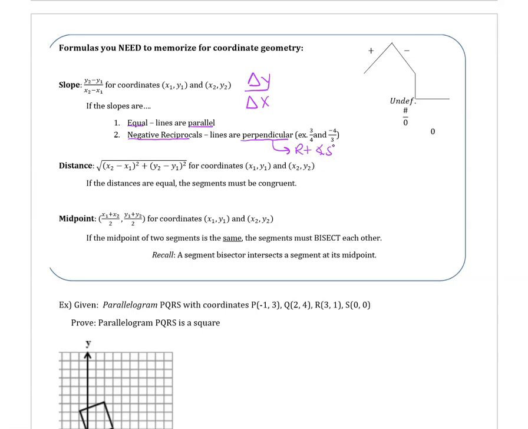The distance formula is given down here with our radical. It's based on the Pythagorean theorem. And if we have distances to be equal of 2 line segments, then those segments must be congruent.